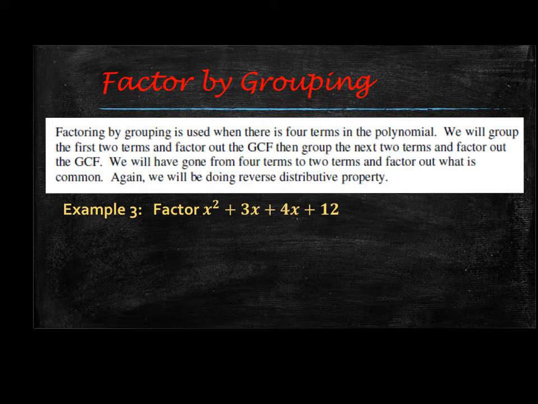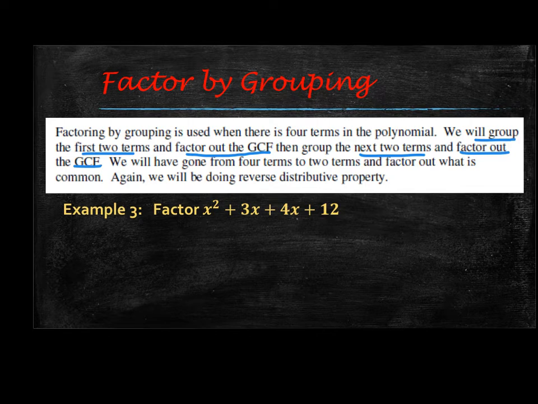You can read through this, but what we're going to do is group the first 2 terms and factor out the GCF. Then we're going to group the next 2 terms and factor out the GCF. We will have gone from 4 terms to 2 terms and factor out what is common. Again, we will be doing reverse distributive properties. So let's first start here.